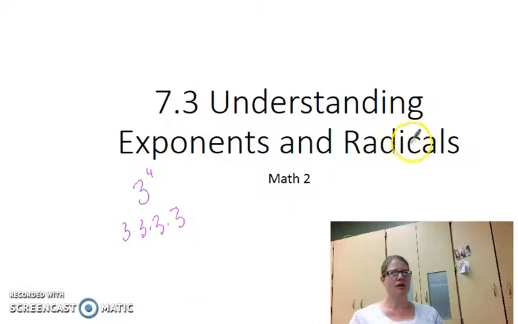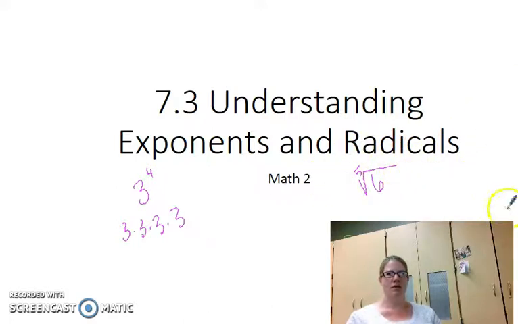A radical is just this symbol, okay? Anything under here, like the square root of 6. This thing here is a radical. A square root is not the only root you could take. You could take some higher root, like a fifth root. But when we're talking about a radical, we're talking about something under one of these.